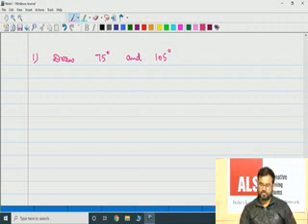Okay. So now I am drawing it step by step. Those who haven't drawn, just observe it. Those who have drawn, you can check.